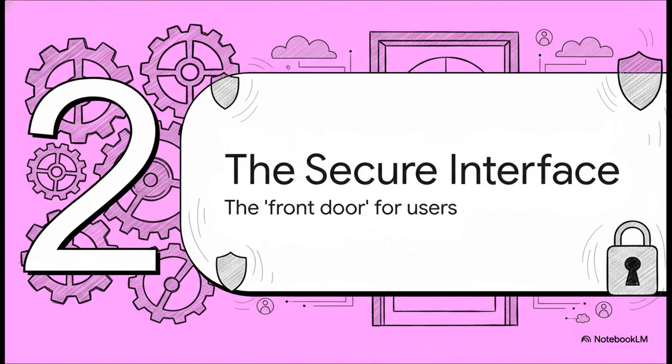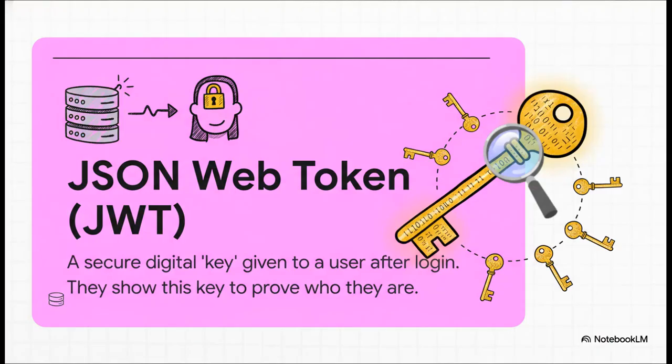Okay, we have our powerful engine. Now we need to build a secure and friendly front door. This is where your users are actually going to interact with everything we've built, so it has to be absolutely solid. The foundation for security in pretty much any modern app is the JSON Web Token, or JWT.